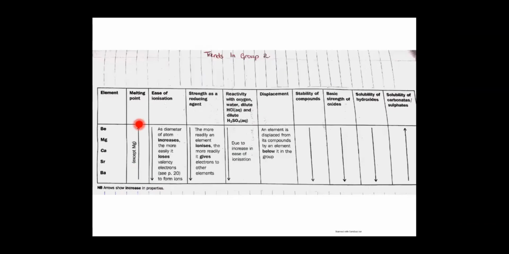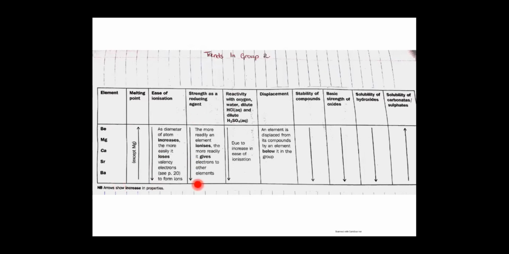That has to do with the size of the atom. The bigger the atom is, the harder it is to melt it. The smaller the atom is, the easier it is to melt. Ease of ionization deals with how easily it could become a positive ion. As it gets bigger, the ease of ionization increases down the group. So beryllium finds a hard time forming an ion, whereas barium, as it's lower in the group, could form an ion easier.